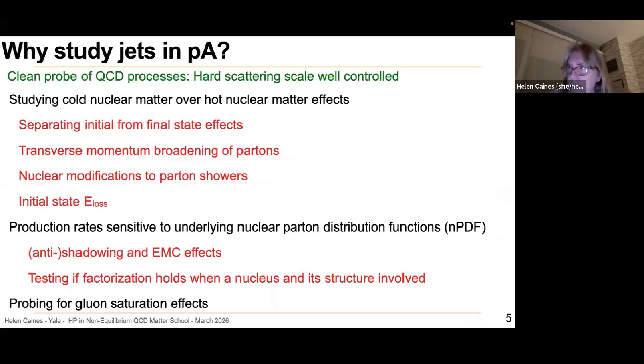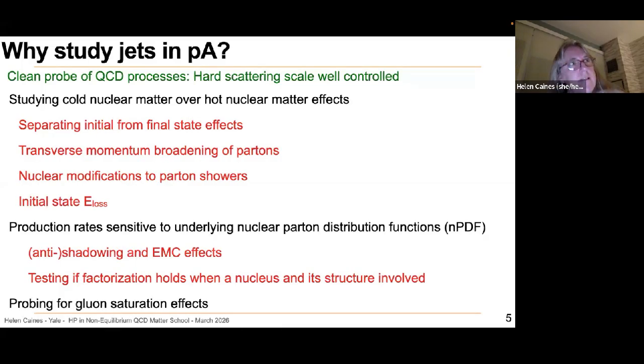So why should we study jets in pA? Well, there are a lot of interesting questions to ask, and it's also a very clean probe of QCD processes. The hard scattering scale is still well controlled. It's very close to what we think of as being the pp as opposed to the AA baseline. So it's very useful for studying cold nuclear matter effects over hot nuclear matter effects.